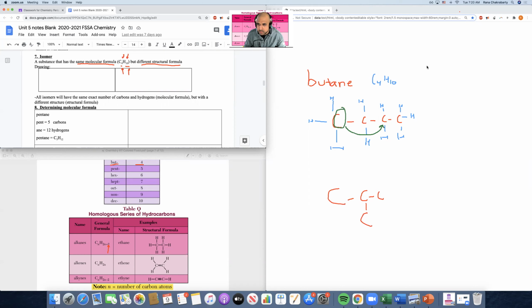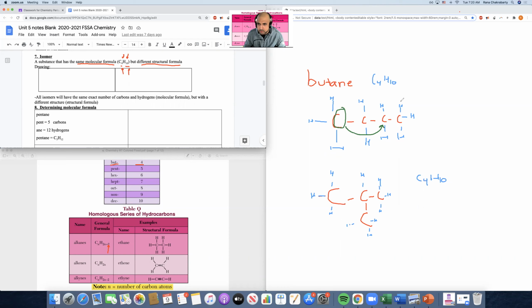And let's see, will I still be C4H10 in this molecular structure? If I am, then I am an isomer. So I'm going to use blue. So 1 hydrogen, 2 hydrogens, 3, 4, that has 4 bonds now. 5, 6, 7, that has 4 bonds now. 8, 9, 10. So this is also C4H10, but it's not butane.